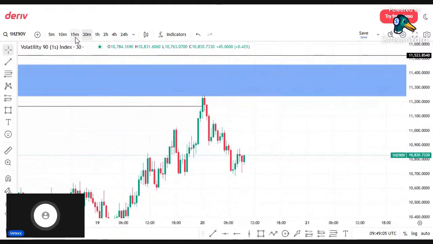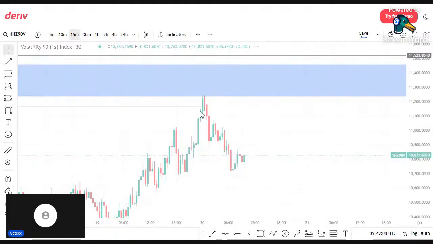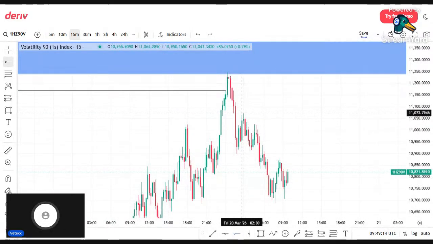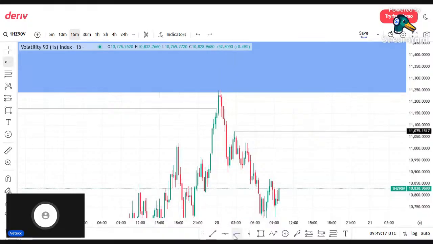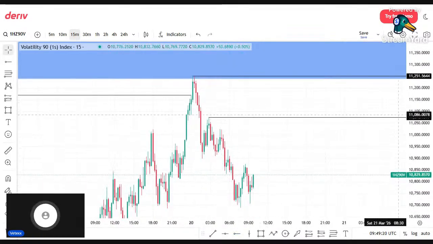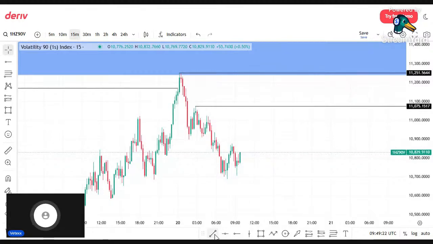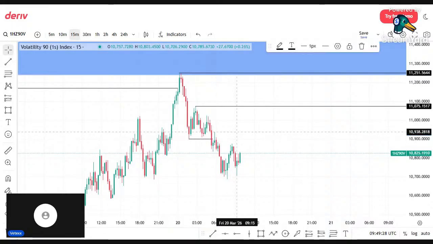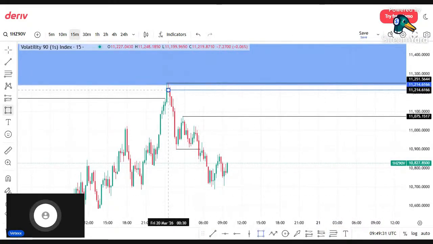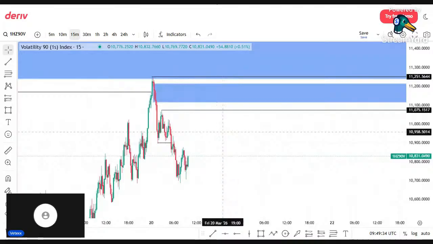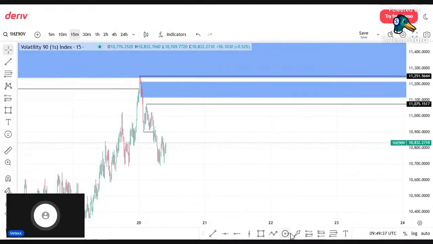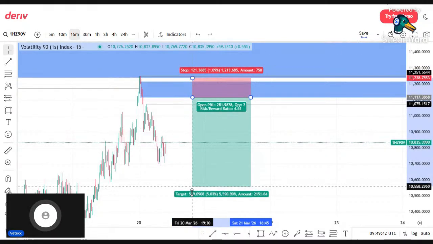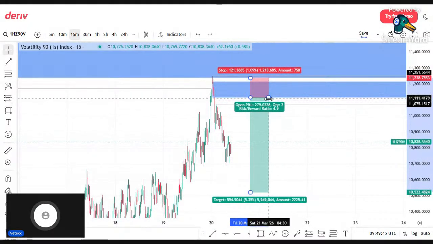Let me take it to the 15 minutes time frame. This becomes our structural liquidity, and this becomes our new protected high. This now serves as our break of structure. This is our new point of interest. We're anticipating price to tap into this zone, give us the confirmation, and then drop to the downside. So this is what we have on V91S.